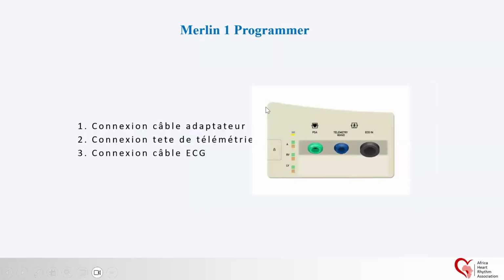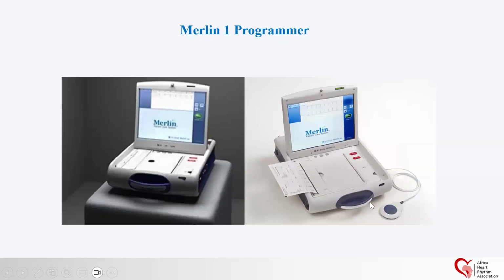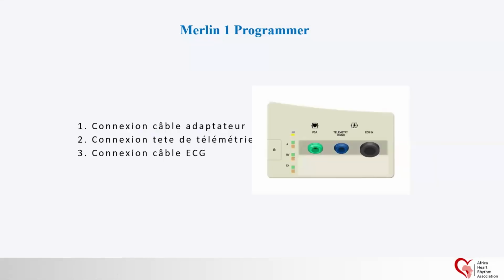So this device is used. We'll talk about a PSA model. PSA model, we use it during the implementation. We have this connection for the adapter. This adapter, we use to test the leads during the implementation. And we have the telemetry wand. Telemetry wand is to interrogate the device. So this device is the telemetry wand that we put on the device and interrogate the device by the programmer.